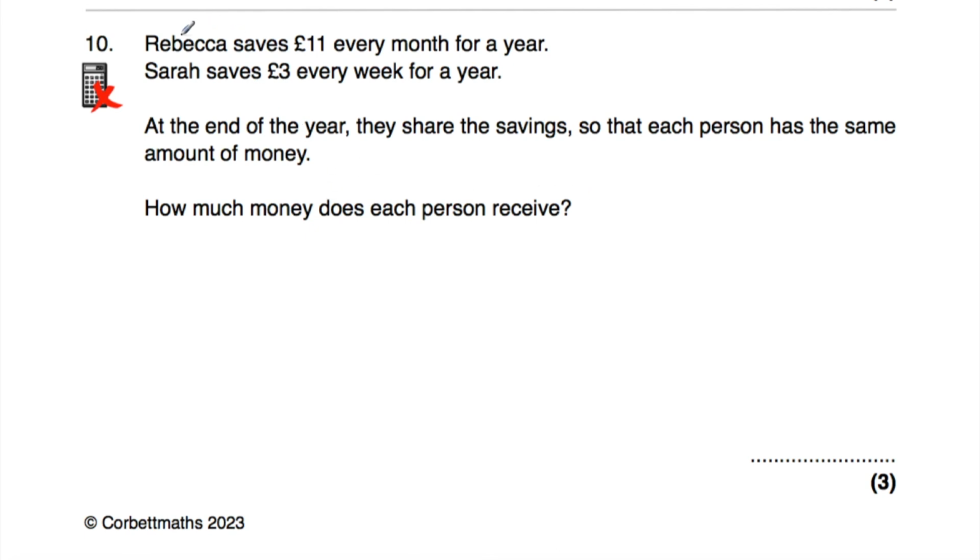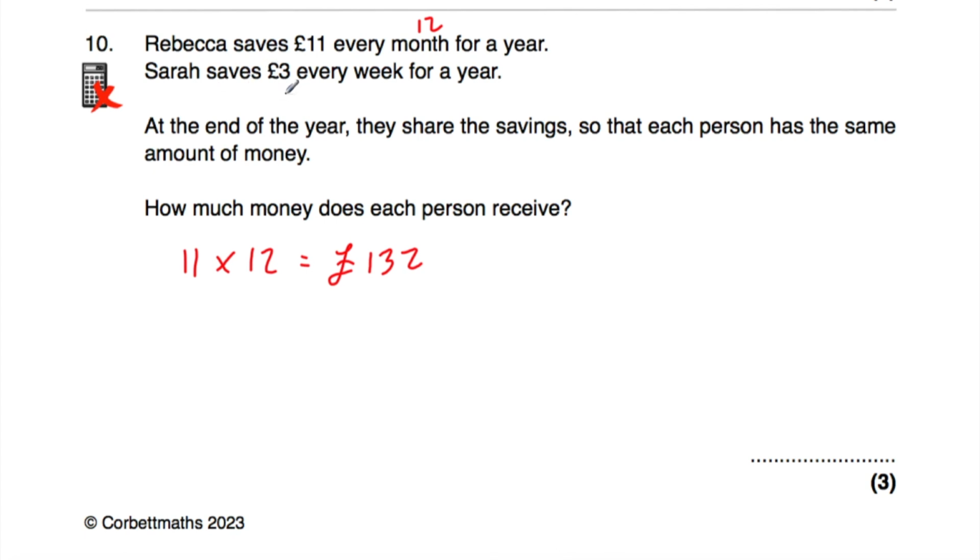So let's find out how much money Rebecca saves over the course of the year, and let's find out how much money Sarah saves over the course of a year. So let's start with Rebecca. It's £11 every month now for a year. Now there's 12 months in a year, so if we do 11 multiplied by 12, that would tell us how much money Rebecca saves. Now 11 times 12, know in your times tables, that's equal to 132.